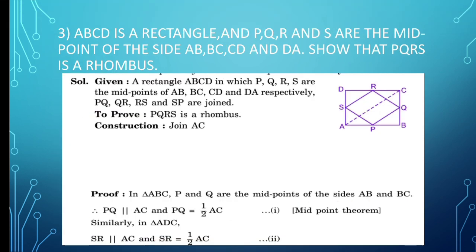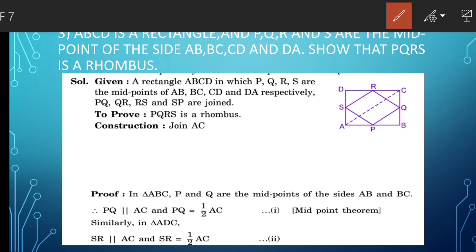Now we will move on to the next and the last sum for today, that is the converse part of the second question that we have done. In the second question, ABCD was a rhombus, and we had to prove PQRS is a rectangle. Here ABCD is a rectangle. We have to prove the midpoints joining the quadrilateral forms a rhombus. So here we are going to do only one construction, that is joining AC. On joining AC, we will start our proof. So the construction is done.